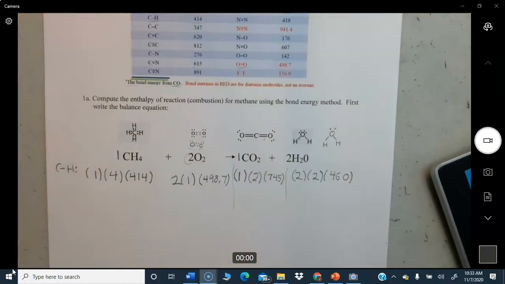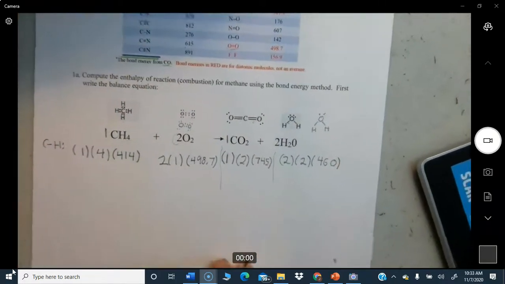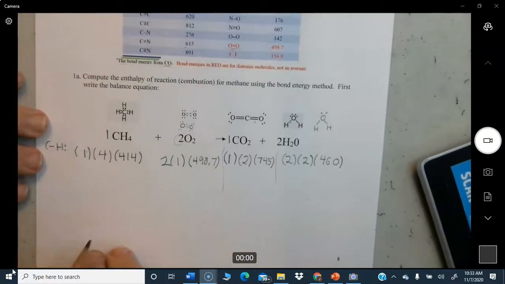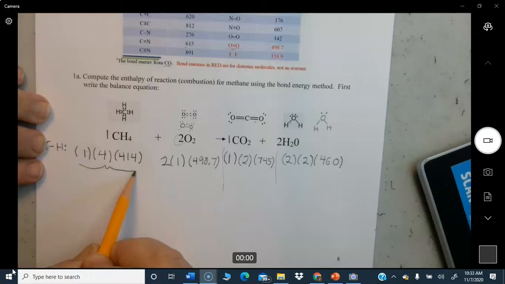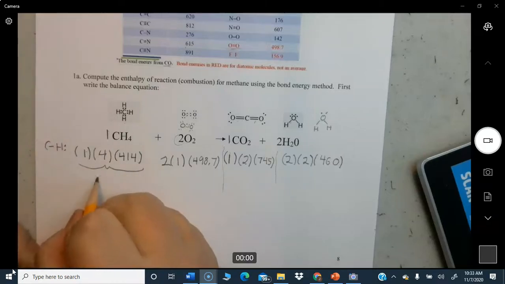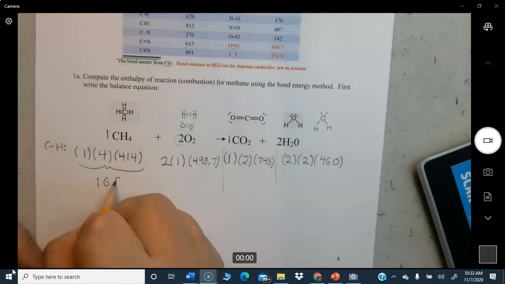So now what I'm going to do is I'm going to do the math this one time, because you want to be careful on the math on these problems. It's sometimes the trickiest part. So first of all, you're just going to do that, and that's going to be 1,656. Okay.